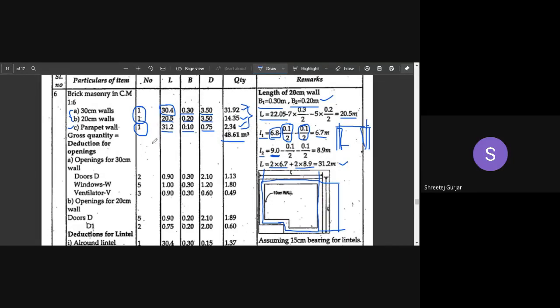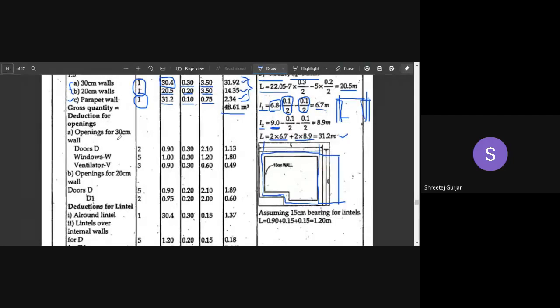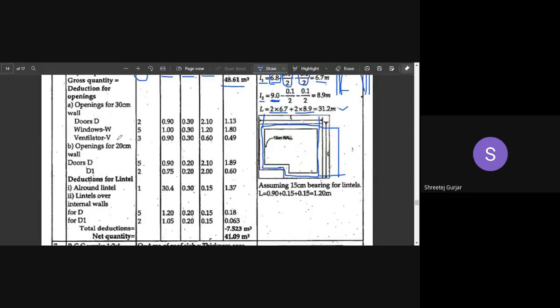Okay, so when we calculated the brickwork, we need to do our deductions, right? We need to do deductions for openings. We have many openings in our plan, we can see, and we have to do all the deductions for those. So coming to deductions for doors, windows, and ventilators, right?